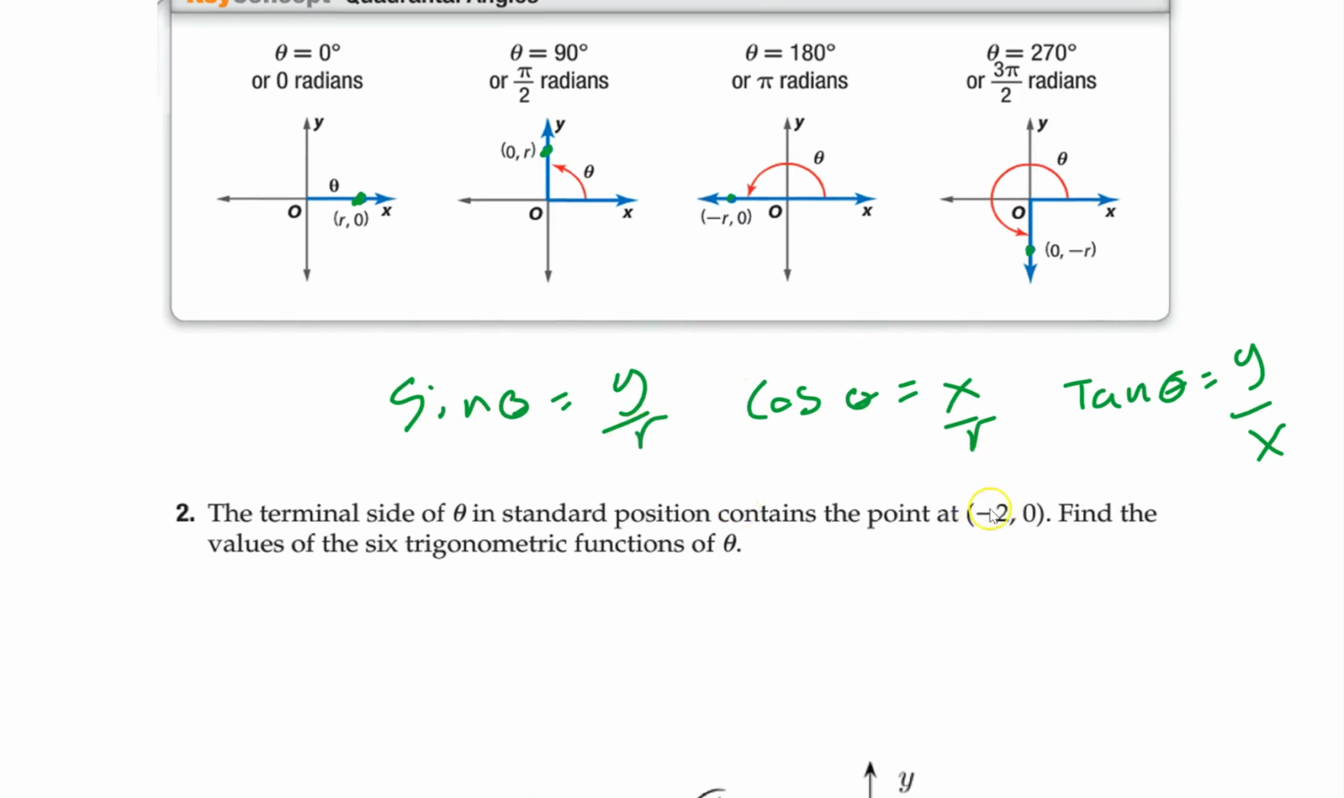And if I was going to do something, we did it already, but you go like this, that would be negative 2, 0. My R would be just 2. But I know, again, notice R, never negative, right? It's how far did you go? I went 2 to the left, right? So R is always positive. And you just plug them in, get the answers.